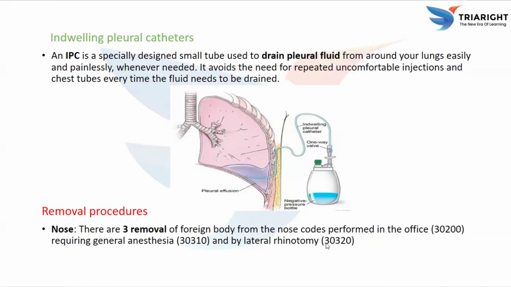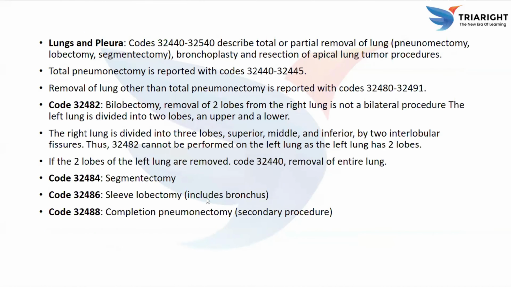operating room setup. So CPT codes 32440 to 32540 describe partial or total lung removal. They also describe bronchoplastic procedures as well as resection of apical lung tumors. So these are major thoracic surgical procedures usually performed for lung cancer, severe infection or trauma.